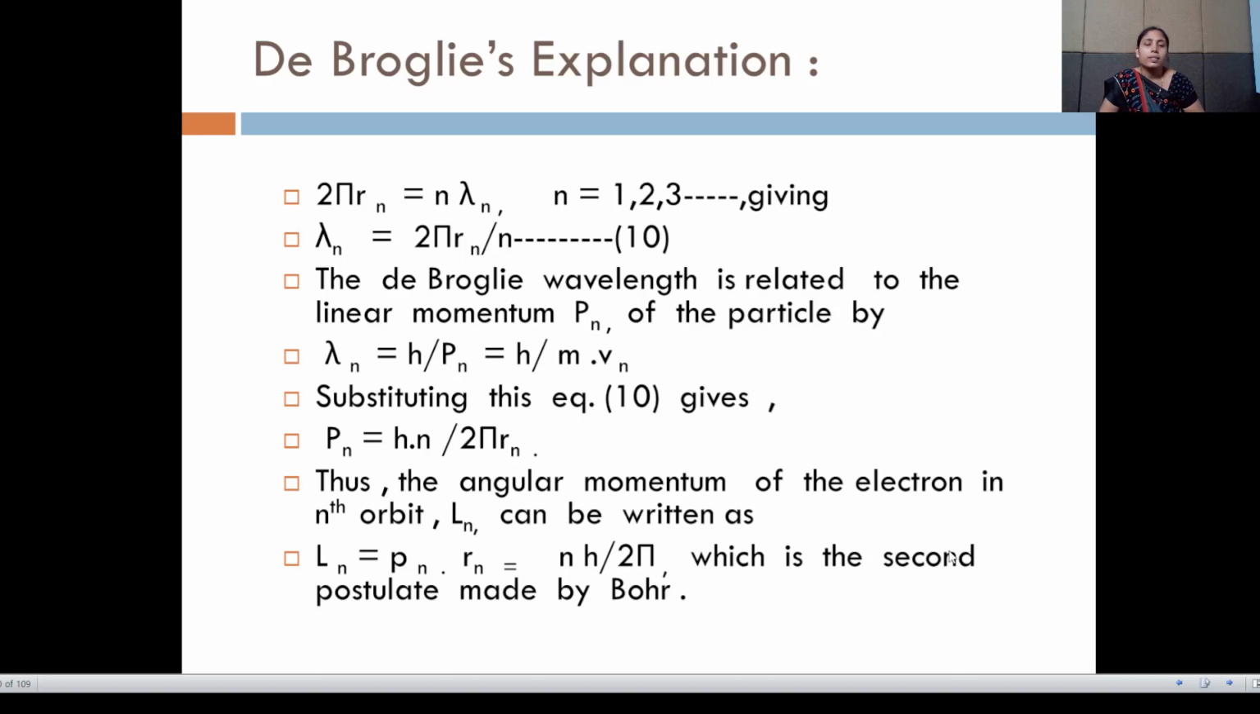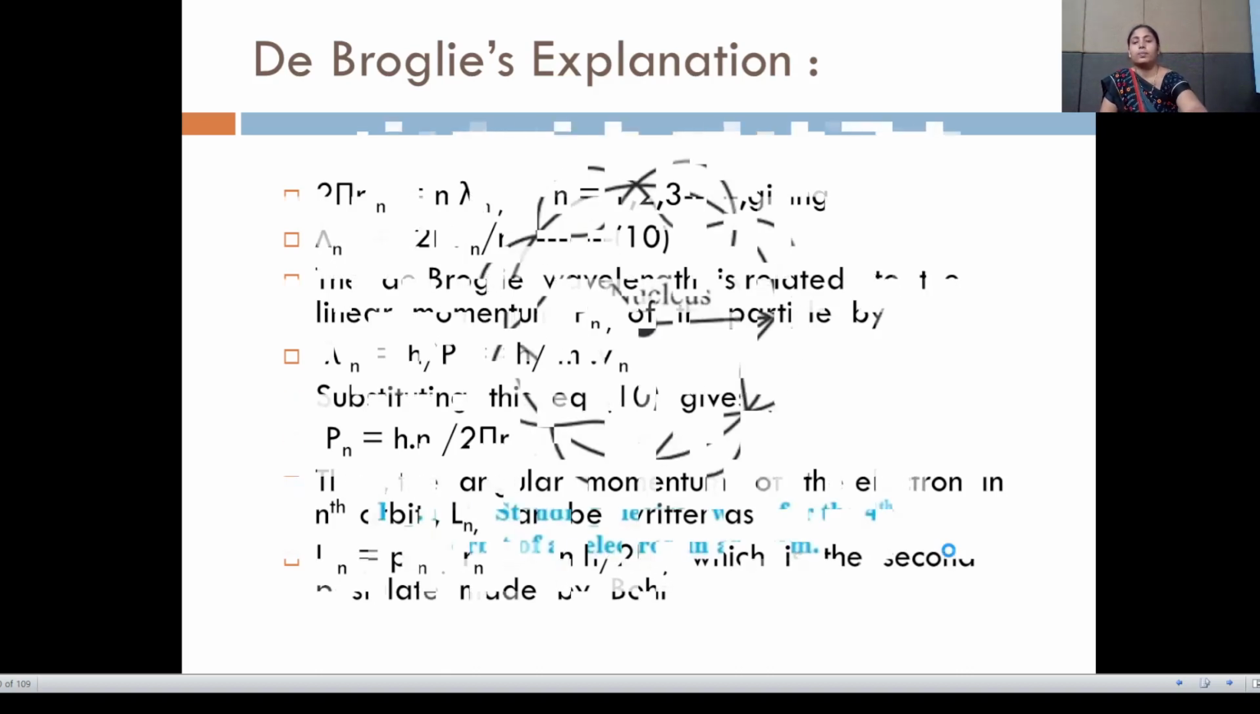The de Broglie wavelength is related to the linear momentum Pn of the particle by lambda n is equal to h divided by Pn, where momentum is m into Vn. Substituting equation 10 gives Pn is equal to nh divided by 2 pi rn. Thus the angular momentum of the electron in the nth orbit, Ln, can be written as Ln is equal to Pn into rn, so nh divided by 2 pi, which is the second postulate made by Bohr.